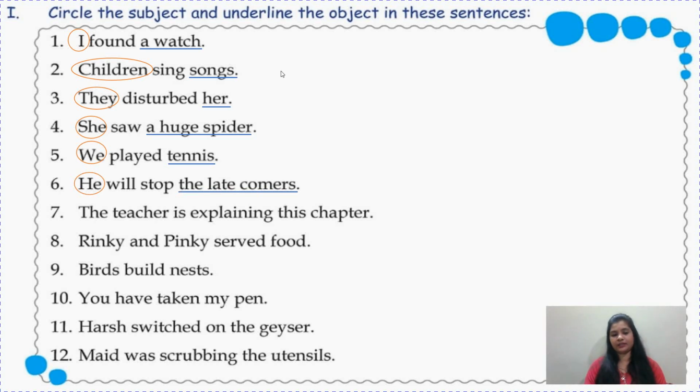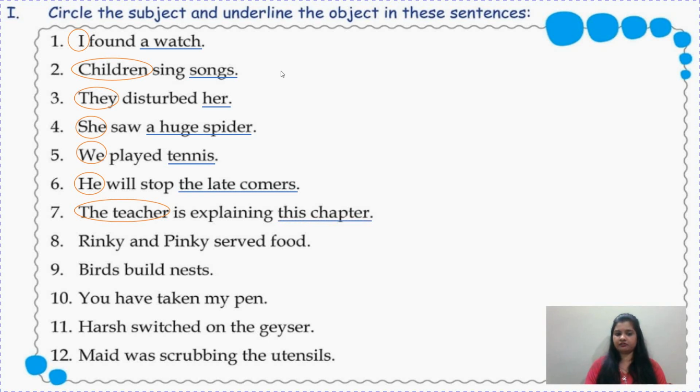The teacher is explaining this chapter. Again, the teacher, we are talking about the teacher. The teacher is doer, so please circle it. Is explaining. Is helping verb and explaining is verb. This chapter will be object.